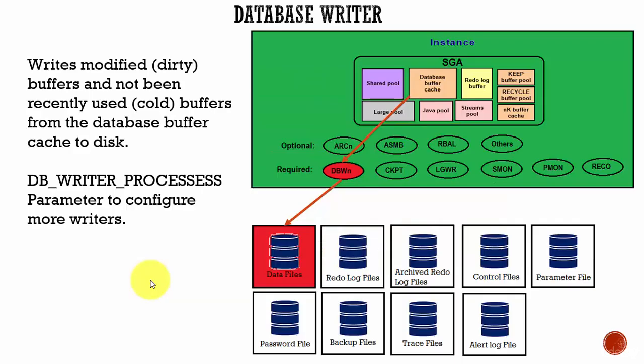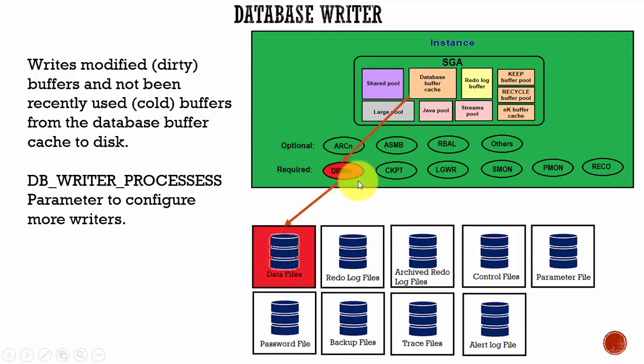So the first one which we will be learning about is the database writer. A database writer writes the contents of the database buffer cache to the data files. This database writer is responsible for writing the dirty buffers and the cold buffers into the data files. A dirty buffer is a buffer which is modified, and a cold buffer is a buffer which has not been used recently. Okay, these two types of buffers, the dirty buffer and the cold buffer, are written from the database buffer cache into the data files.